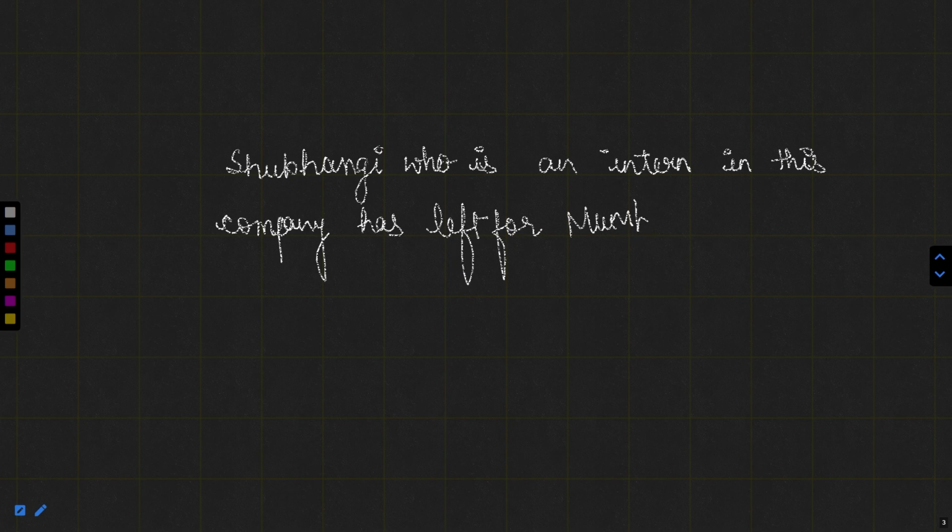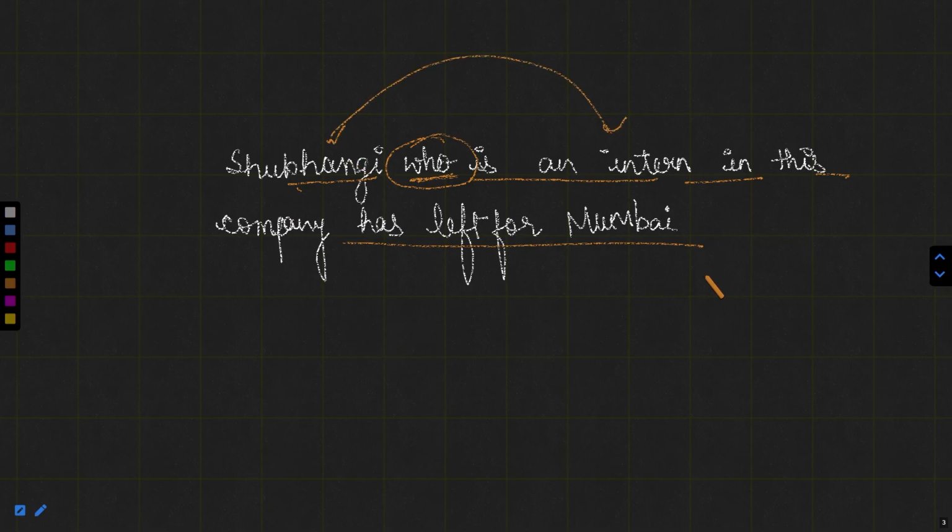It means she went to Mumbai. Okay, so you can see that I'm telling something about Shubhangi, that she's an intern in this company and has left for Mumbai. Okay, so this who, actually Shubhangi is a human being, therefore I'm using the word who over here to relate this word with the entire information which is given in the later clause, that is after who. Okay, so this is actually the additional information, and this additional information is about the noun which I have already mentioned in the first clause. Okay, so this you can say the first clause, and this is the second clause.